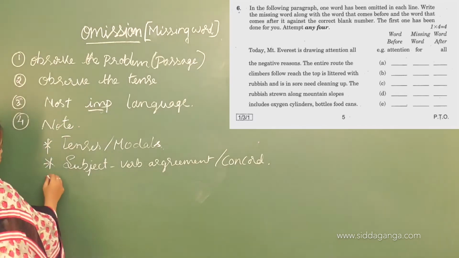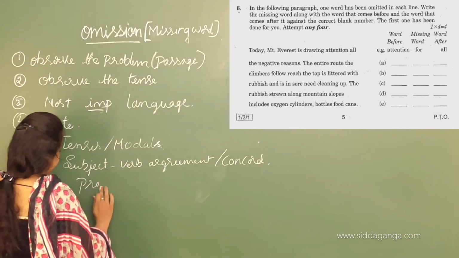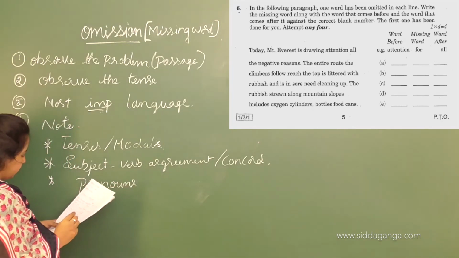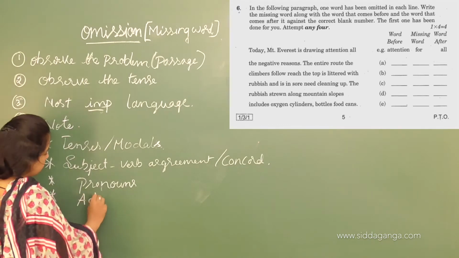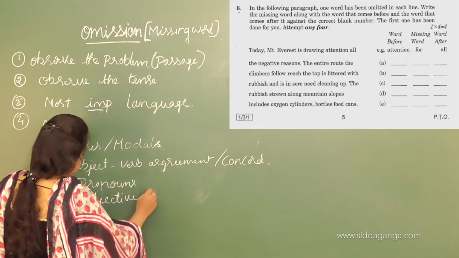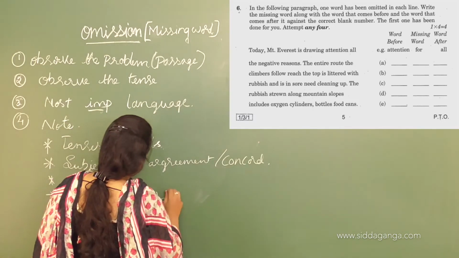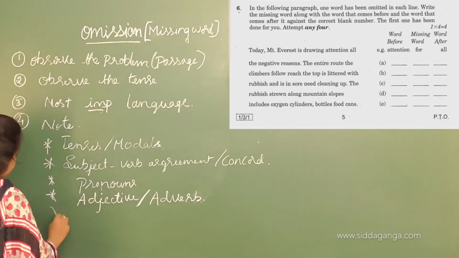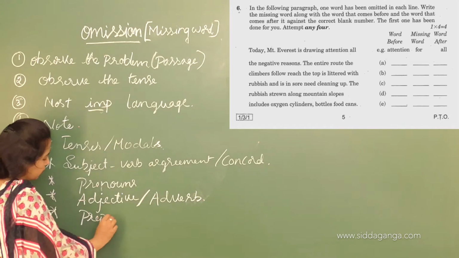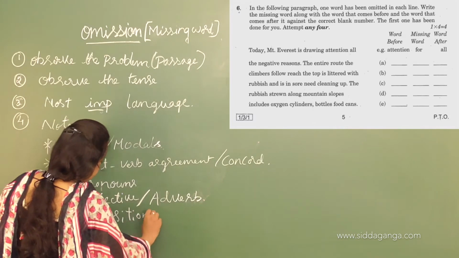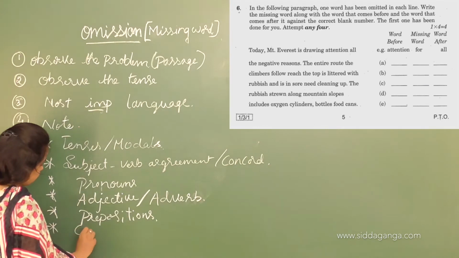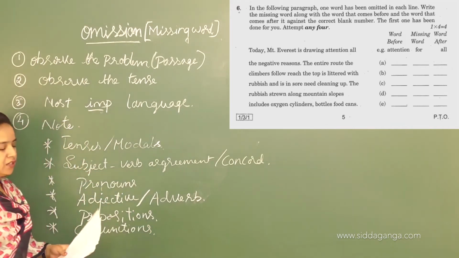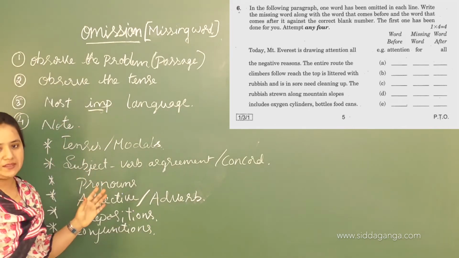Then next is pronouns. Find out the pronouns. Then next is adjectives and adverbs, then prepositions, and then conjunctions. So these are the grammatical points you need to find out in that passage.